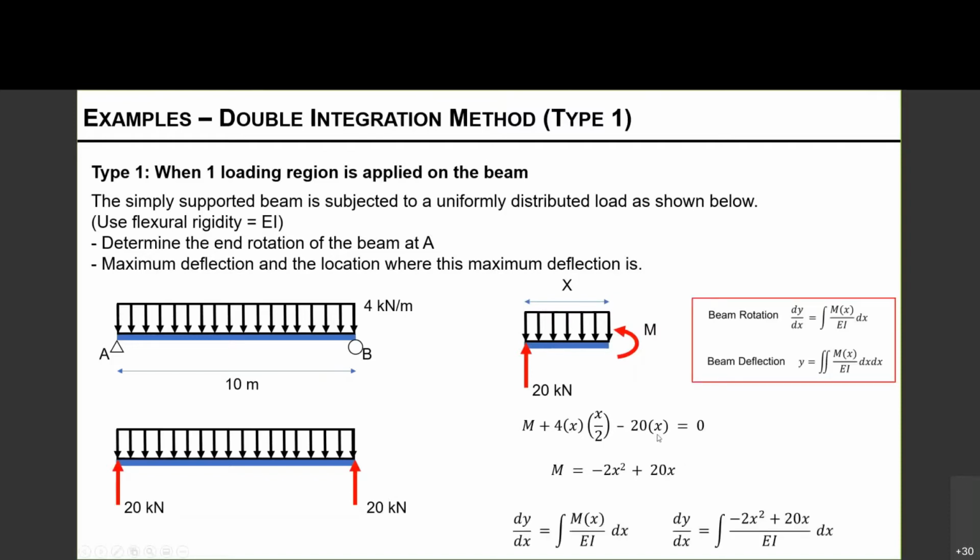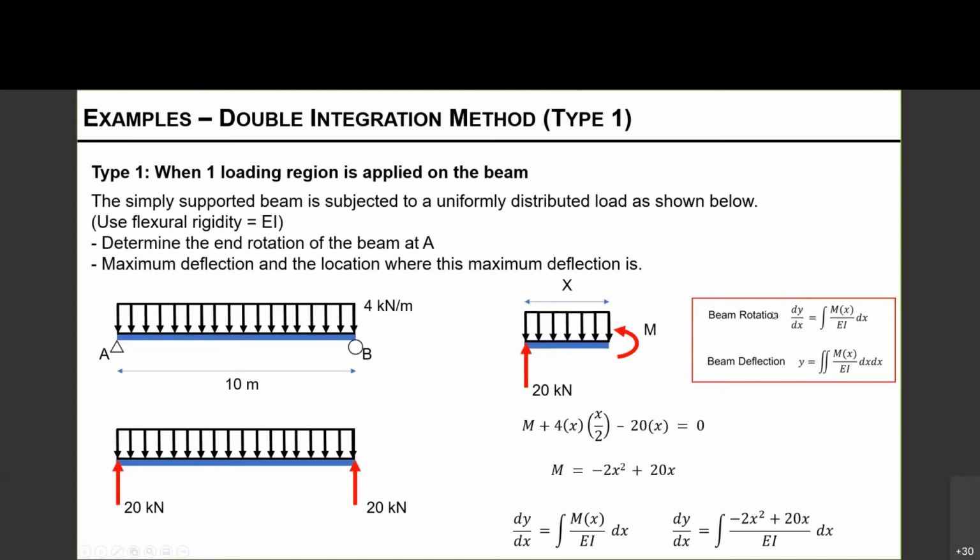And if we remind ourselves of the beam rotation and beam deflection equations, M of x is something like this. So M is a function of x, or a function of the location that we are looking at along the beam. Therefore, this is called M of x, right? So it gives me the permission to use this M of x into this M of x over here, and then carry out our calculation.